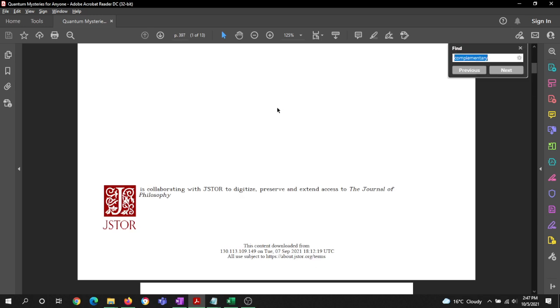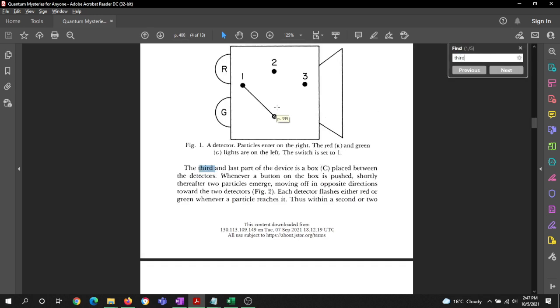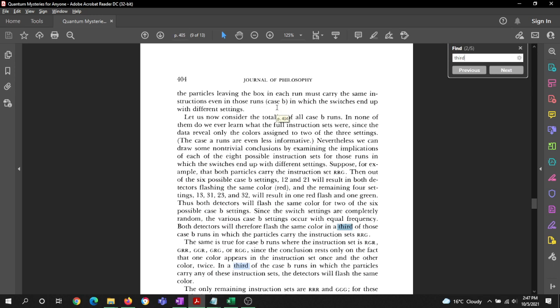Hold on, 1/3. In a third of the cases that B runs, it will detect a flash of the same color. In a third of the cases B runs, the particles carry the instruction set. Right, because we're still talking about it classically here. So I'm trying to figure out why it would be 1/3 then.